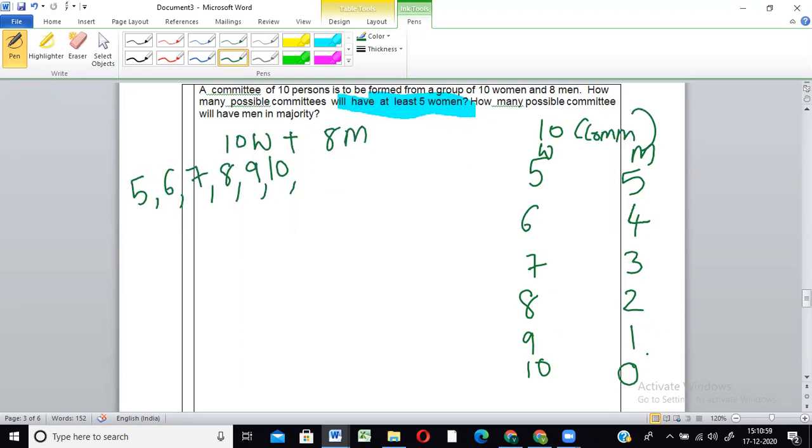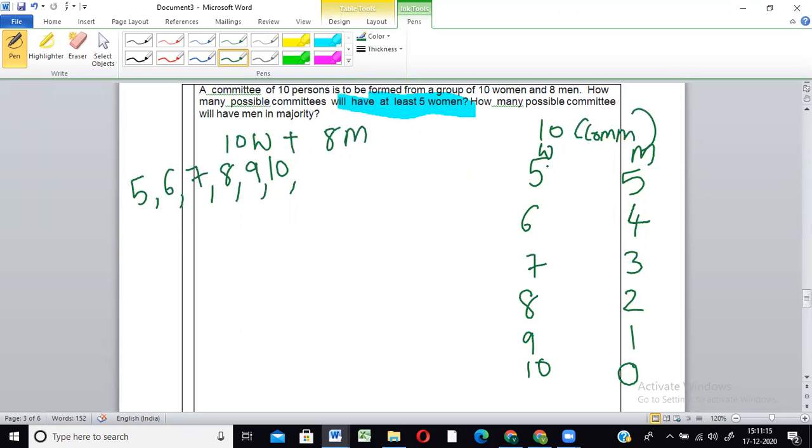So this is nothing but zero here. You don't need any men because 10 women make a committee of 10 people, all right? There is no restriction on the number of men. They're just restricting you that at least there should be 5 women, and more than 5 is of course okay, right?